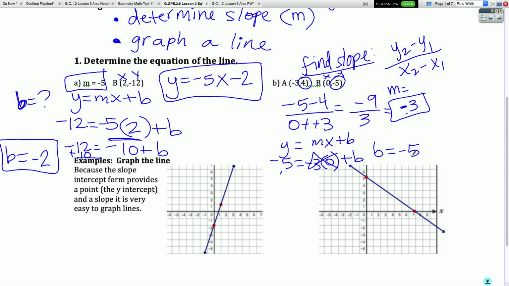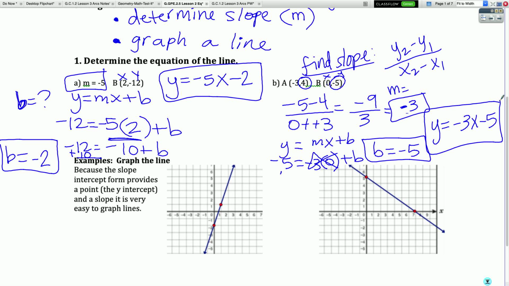-5. That's easy. So there's my m, there's my b. I can now plug it back in. So y equals, someone help me out here. Y equals -3x minus 5. Very good, Wyatt. -3x minus 5.